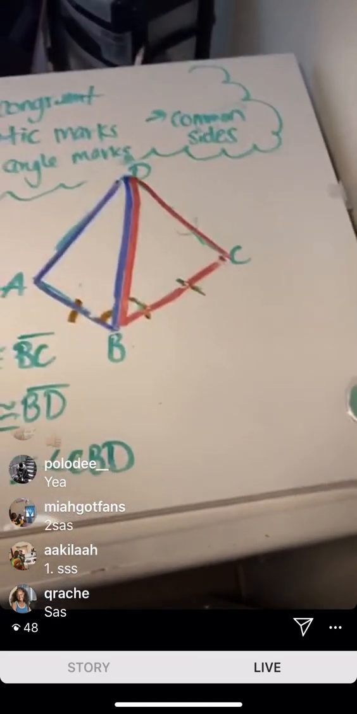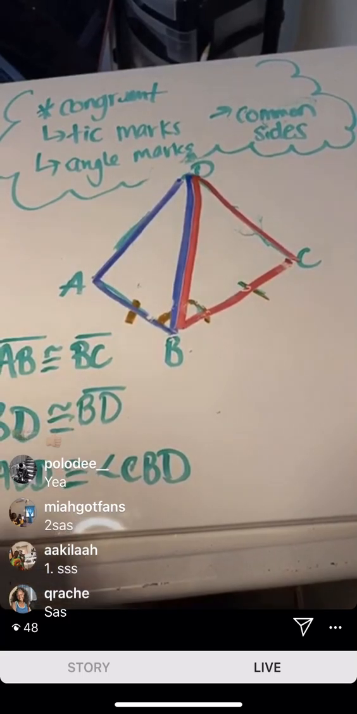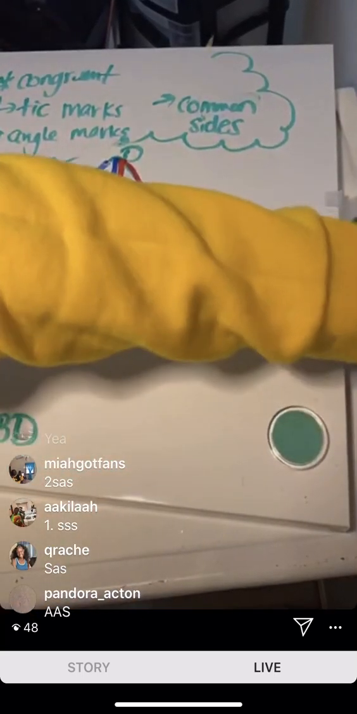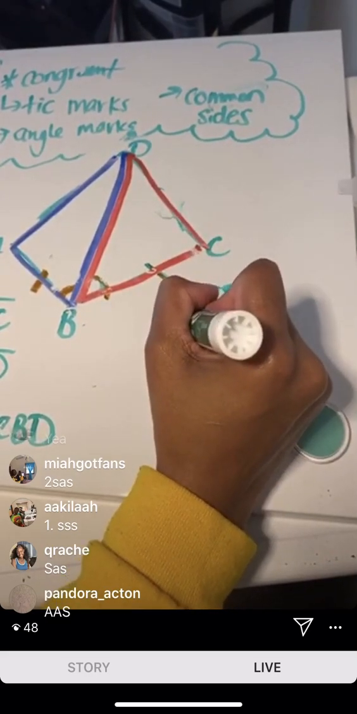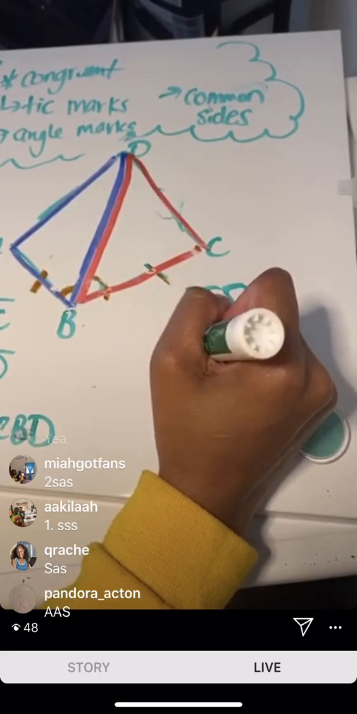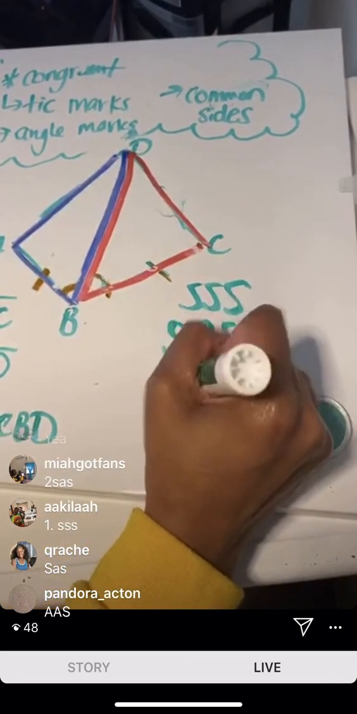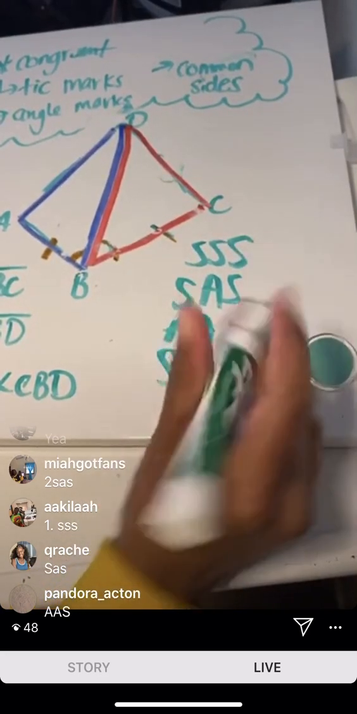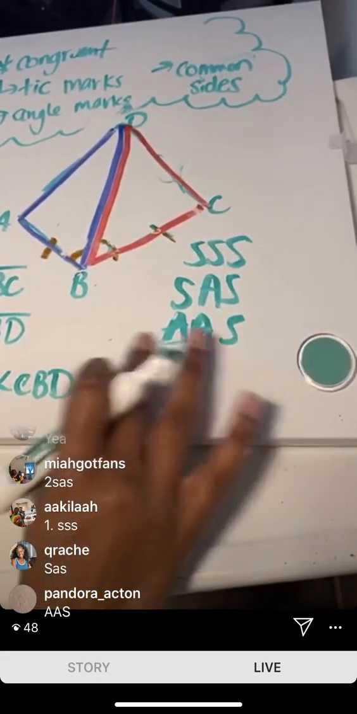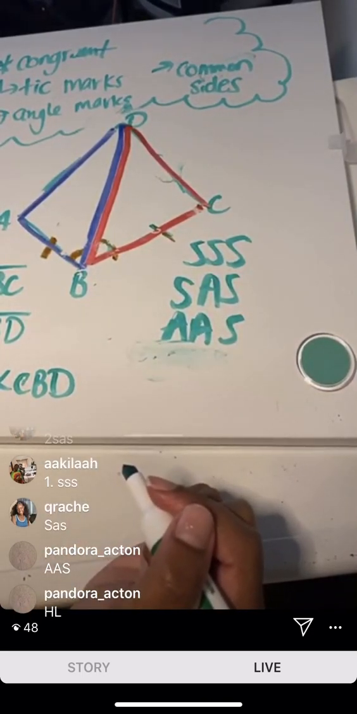Akila said side, side, side. Yes, that's one. Maya said side, angle, side. That's another one. We got side, angle, side already, Rachel. I'm looking for 2 more.